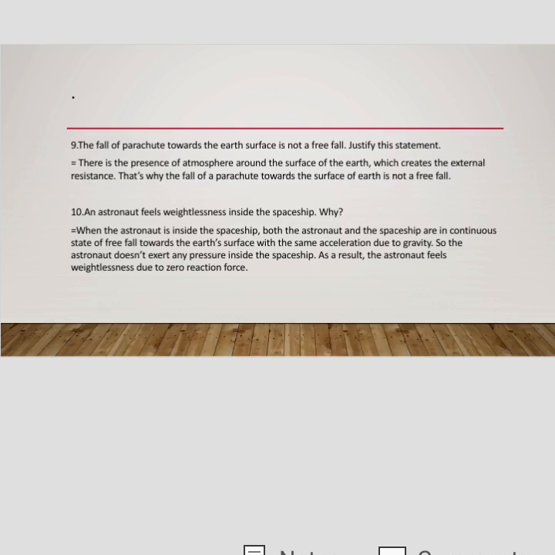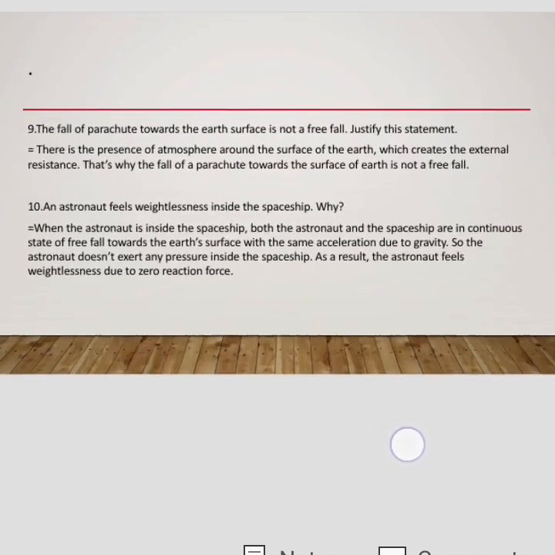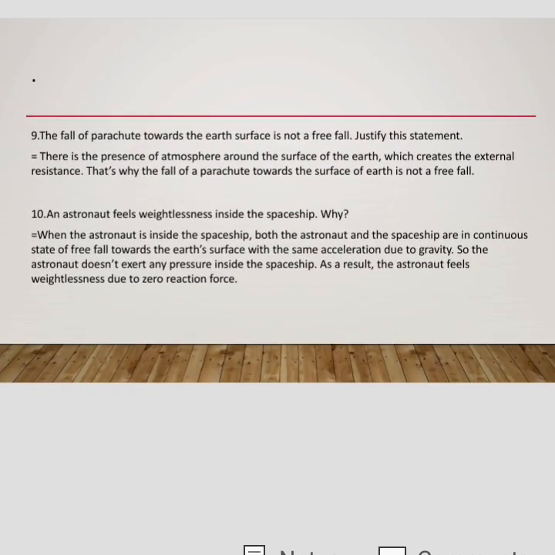Question number 10. An astronaut feels weightlessness inside the spaceship. Why? When the astronaut is inside the spaceship, both the astronaut and the spaceship are in a continuous state of free fall towards the Earth's surface with the same acceleration due to gravity. So the astronaut doesn't exert any pressure inside the spaceship. As a result, the astronaut feels weightlessness due to zero reaction force.